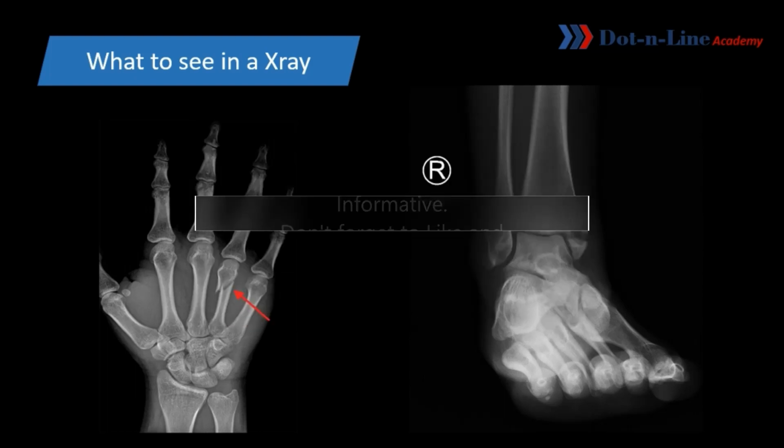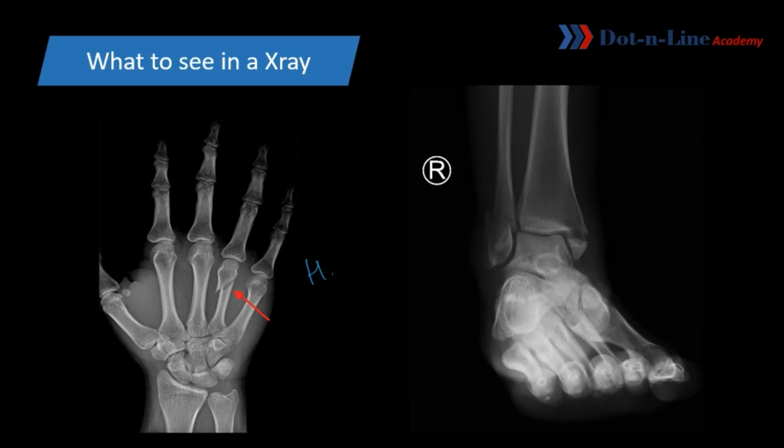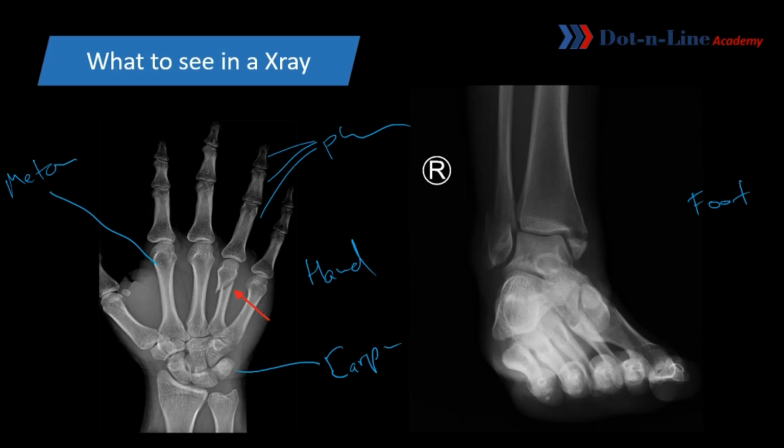Here it is hand and it is foot. Now coming to hand, these are the phalanges, these are the metacarpals, these are the carpals, ulna and radius. So which hand it is, left or right?